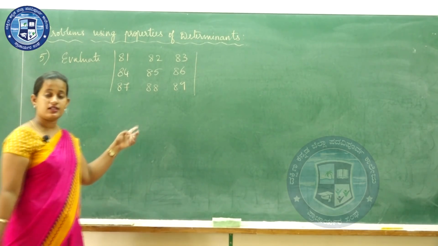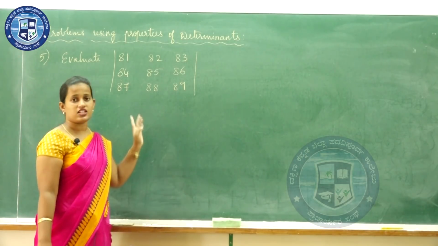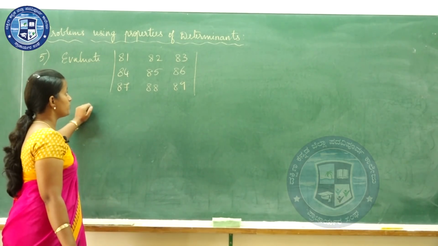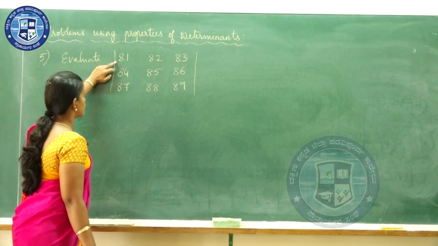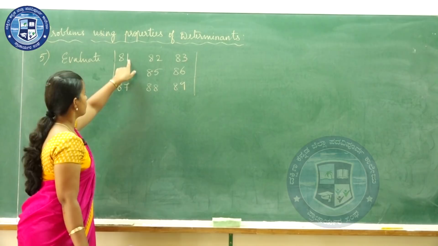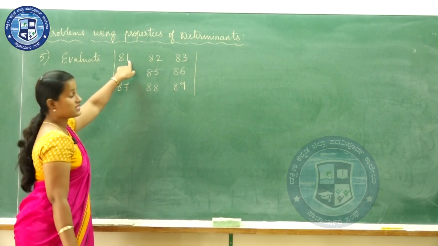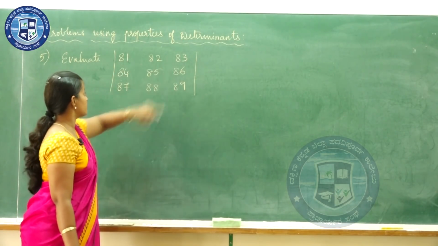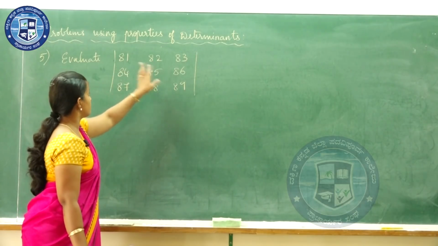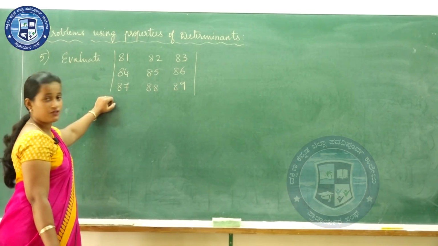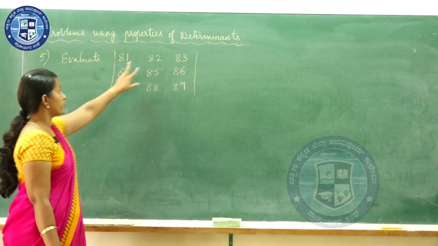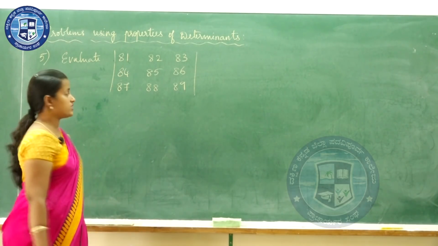So far we were dealing with 2 cross 2, now it is 3 cross 3. So how do we do this? If you observe, between the first row and second row, the difference is 4 minus 1, that is 84 minus 81 is 3. So 3 is the difference. Here also 3 is the difference. Between columns, the difference is 1. So I prefer going for columns. So because between the columns, the difference is 1.